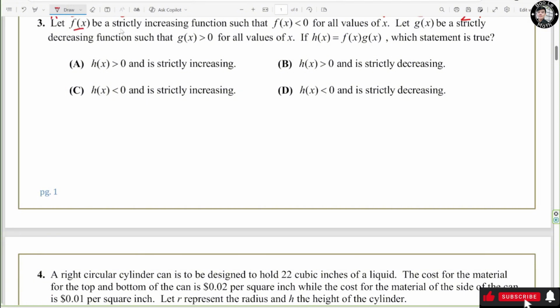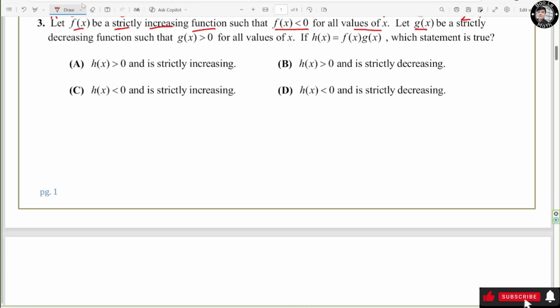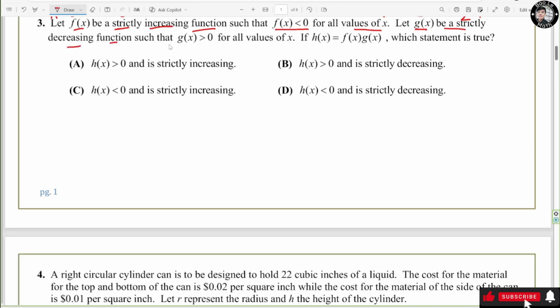Let f(x) be a strictly increasing function, such that f of x is less than 0 for all values of x. Let g be a strictly decreasing function, such that g of x is greater than 0 for all values of x. Now, given h of x equals f of x times g of x, which statement is true? A. h of x greater than 0 and strictly increasing. B. h of x greater than 0 and strictly decreasing. C. h of x less than 0 and strictly increasing. D. h of x less than 0 and strictly decreasing.